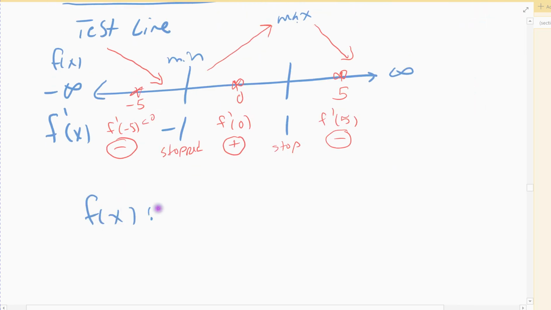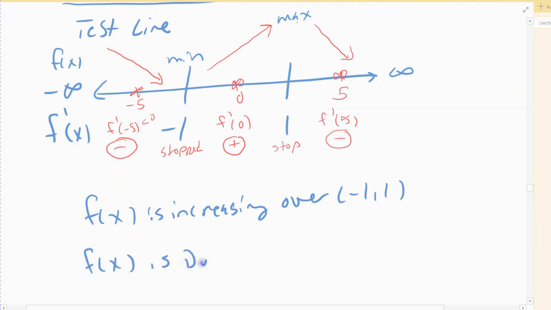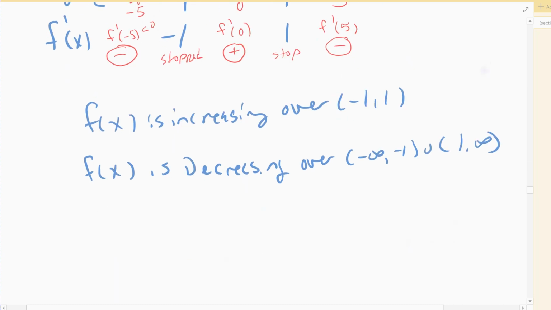Alright, so f of x is increasing where my arrows are moving up, so only over the interval negative 1 to 1. F of x is decreasing everywhere else, meaning at the ends. Over the tail, negative infinity to negative 1, right, moving down. Also from 1 to infinity, right, those are the places decreasing. Now we'll graph it and see that it reflects that.